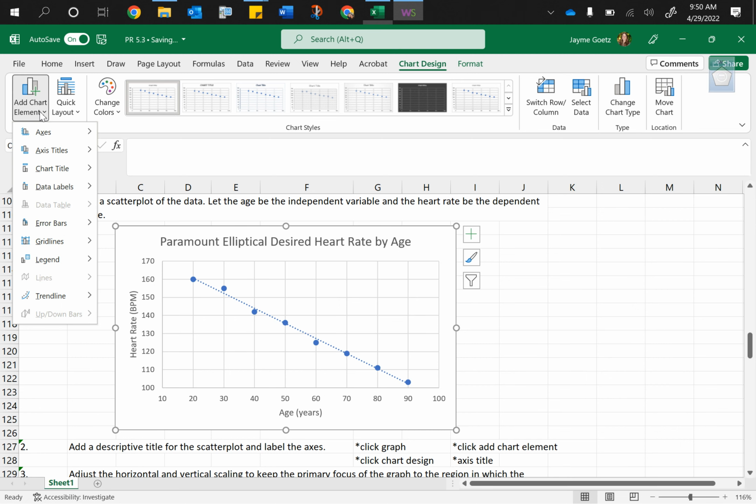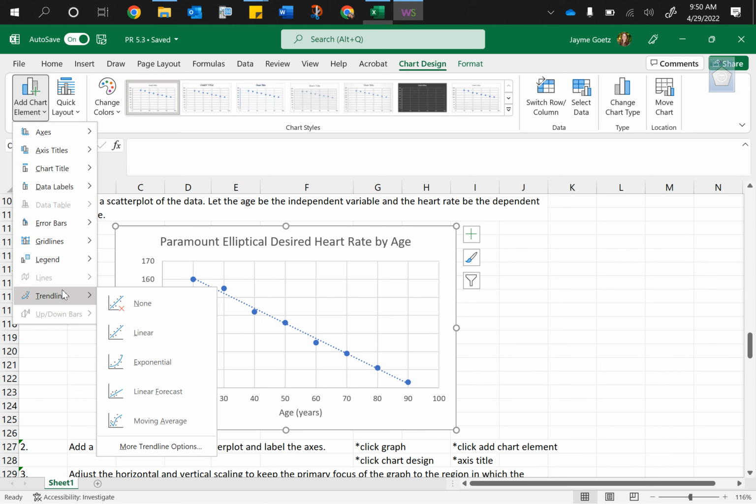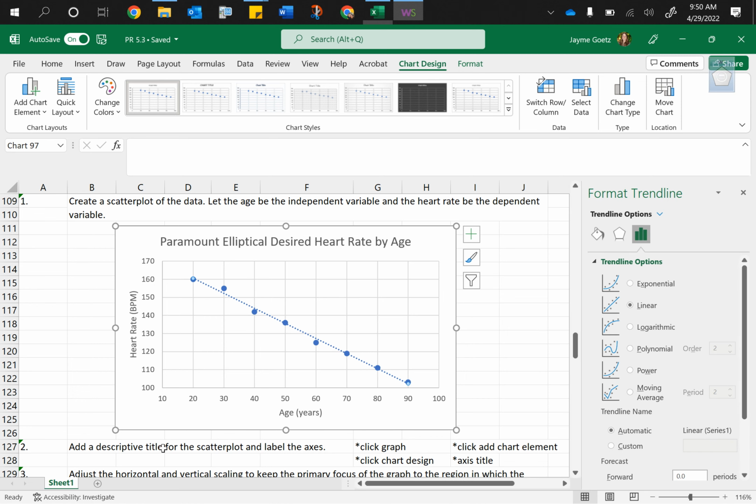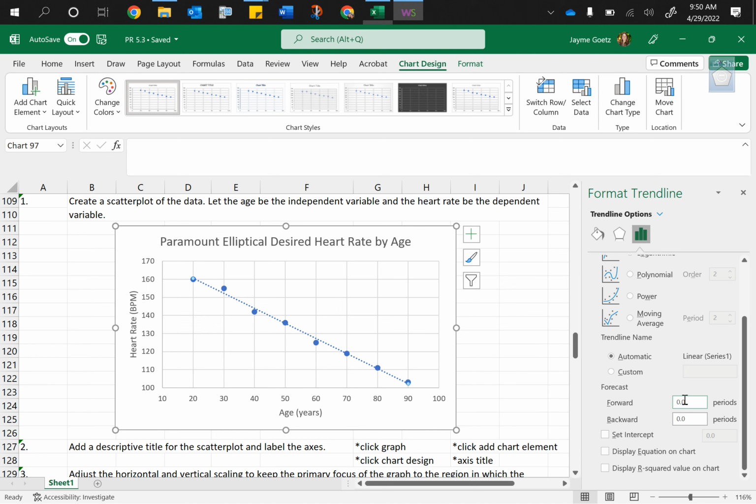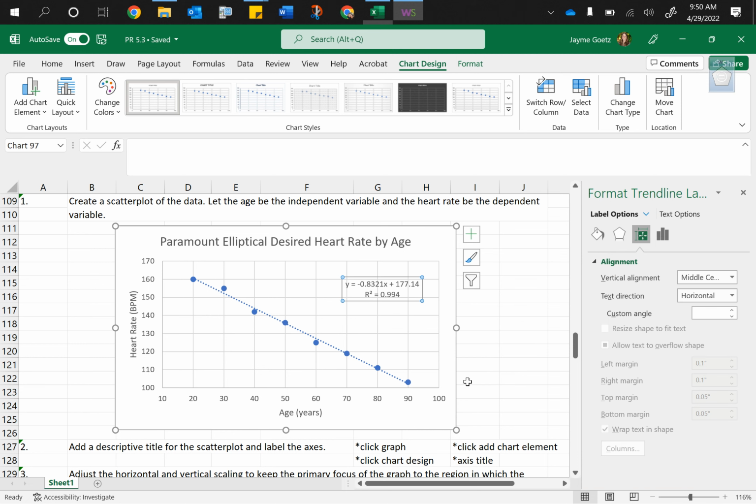So I want to go back to Add Chart Element. And I'm going to go back to Trendline, and I'm going to come down here to More Trendline Options. And it pops this up over here. Scroll all the way to the bottom, and you're going to click Display Equation on Chart and Display R² Value on Chart. Okay, all the way at the bottom. We want both of those. And you can see it popped up here, so you can click on that and drag it around and move it somewhere easier to see.